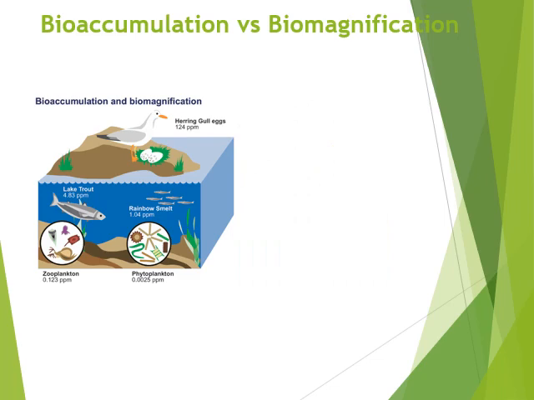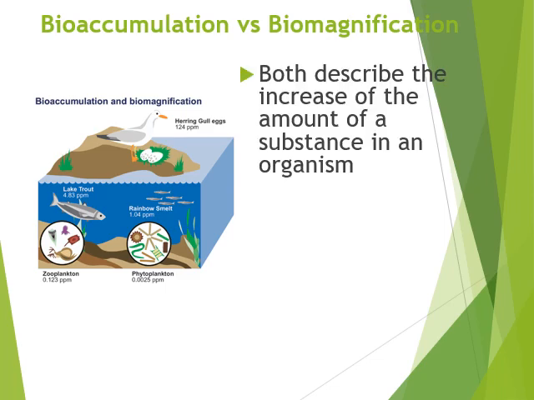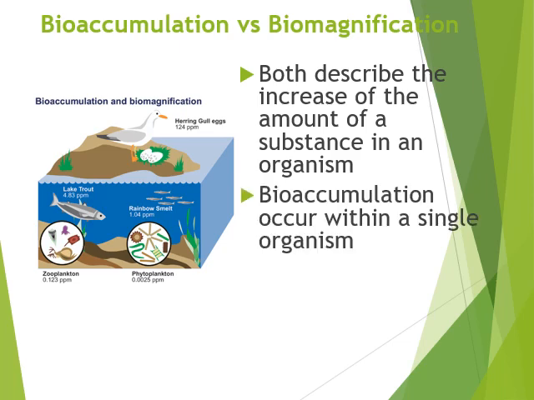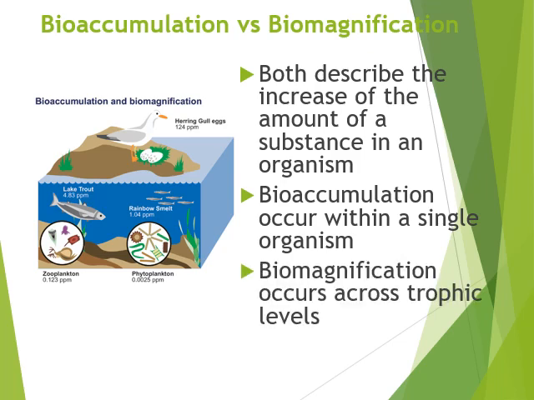Okay, so if we take a look at bioaccumulation and biomagnification, just to see what the two definitions mean, they both describe the increase of the amount of a substance in an organism. Alrighty, but bioaccumulation occurs within a single organism. So when we're talking about something bioaccumulating, we're talking about you accumulating into your own body. So you yourself, if you're going to eat a whole pile of mercury-laden fish, the mercury would build up in your system. You would bioaccumulate that mercury. Right? And if we look at biomagnification, it occurs across the trophic levels.